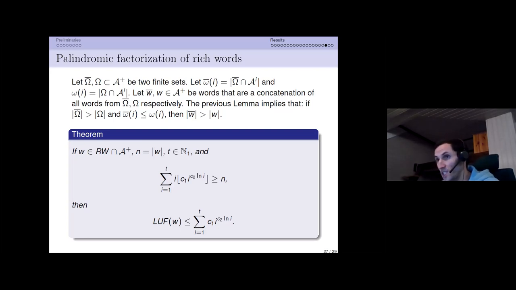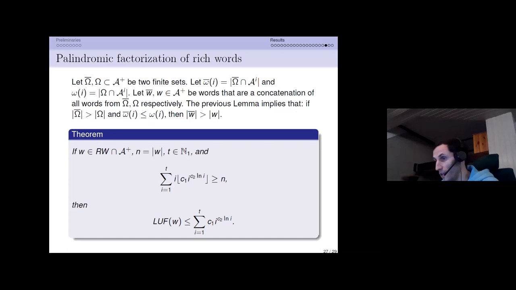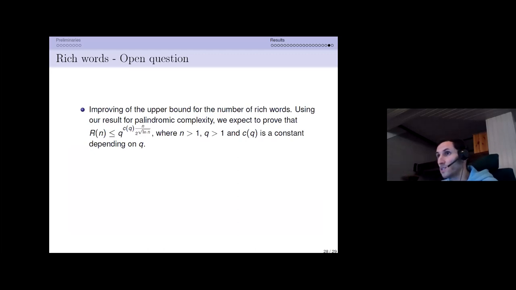And this theorem was derived based on the previous lemma. So now I have all I need. I just mix all the results that I presented up to now, and I get the result that I have already shown at the beginning of this paper. So this is the paper. Now on the last slide, I present some open questions.